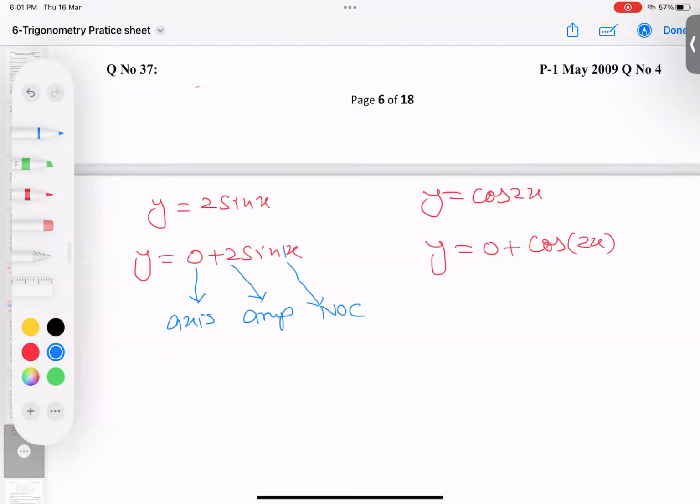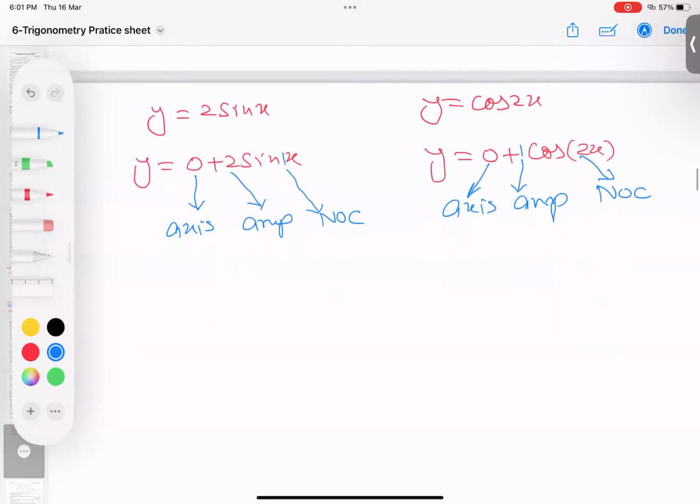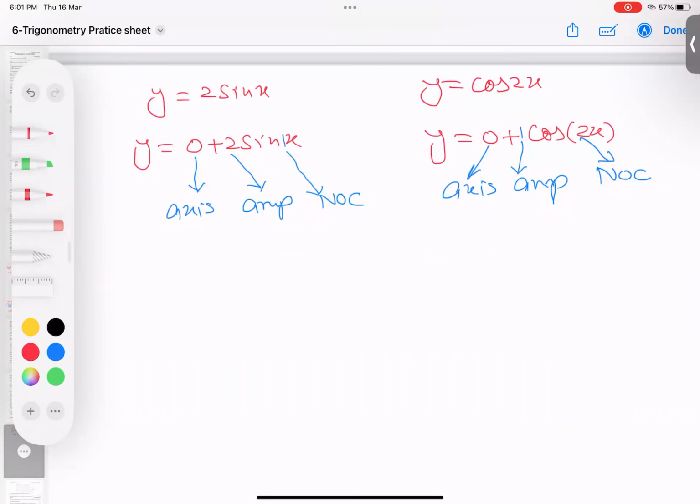Same, I repeat: the adding part, look here, the adding part is the axis. Here there is no number before it, of course, so it is 1, and this one is called the amplitude. And this 2 is called the number of cycles. I believe you're understanding. And now I'm going to make it, so inshallah, I believe you will get the concept.